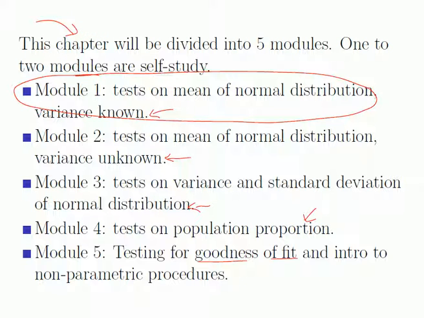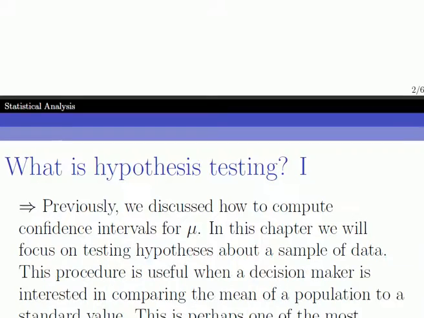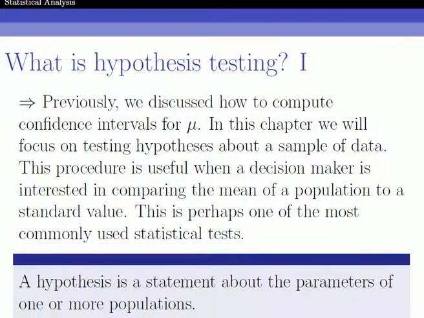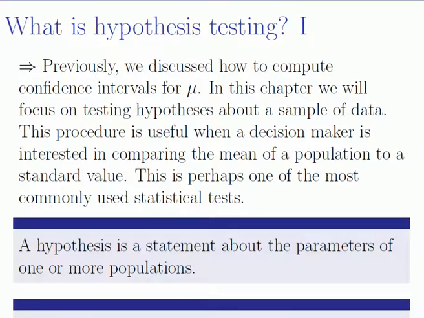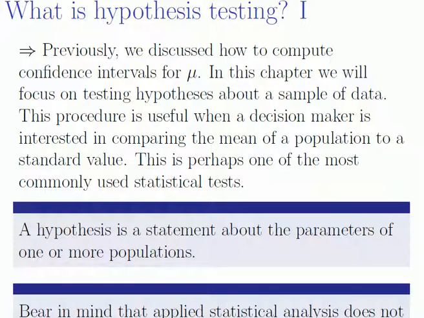So let's begin now with hypothesis testing for one sample. First, let's talk about what a hypothesis is. If you recall, previously we talked about how we can compute confidence intervals for a population parameter called mu. In this chapter, we will test hypotheses about a sample of data. We want to draw inferences about a population using a sample, because you will never have the entire population with you. You'll always have a sample. So we'll use samples throughout this course to make decisions about the entire population.